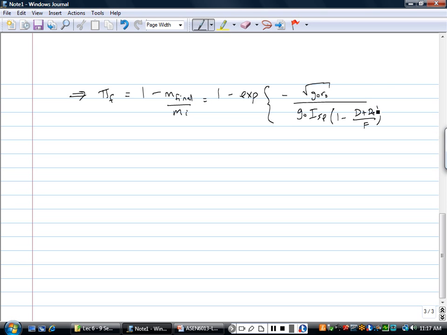So skip ahead to our mass fraction, which is now 1 minus mass final over mass initial, which we just derived. Mass final over mass initial is the exponential of minus the square root of g naught r naught over g naught I_sp, so the mass fraction is 1 minus that exponential. Okay, let's just write this guy over here so we can box it.